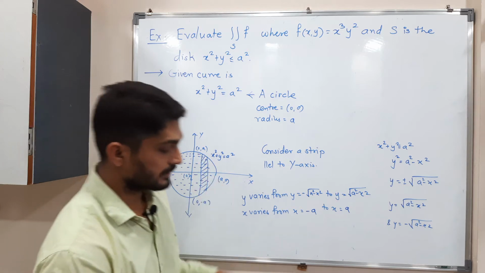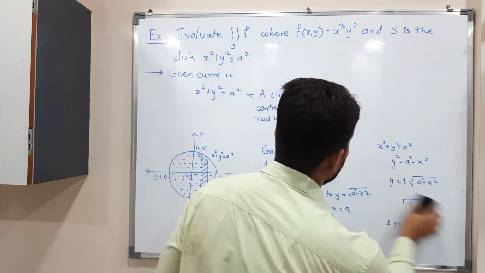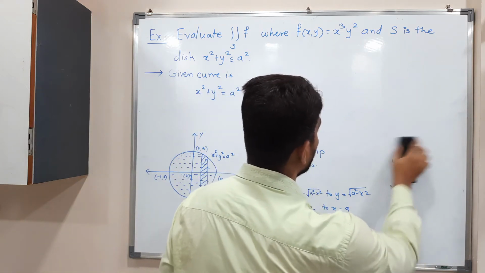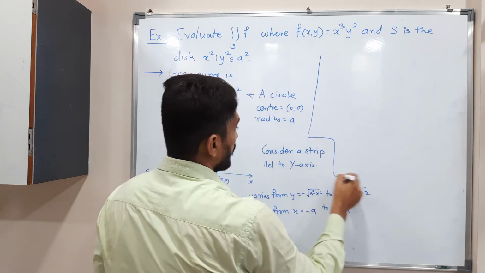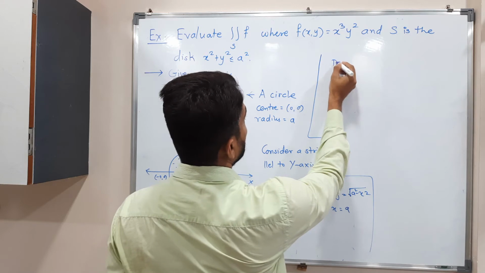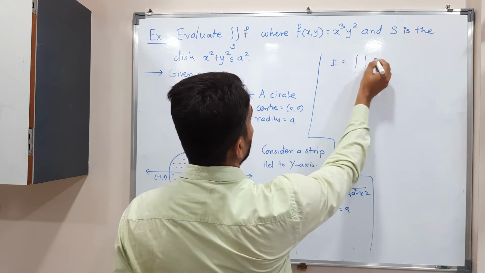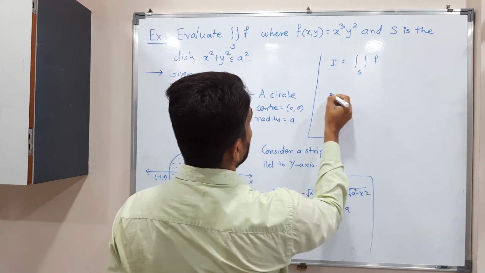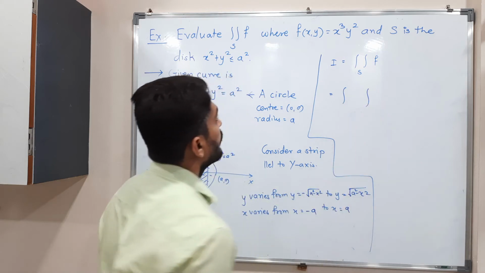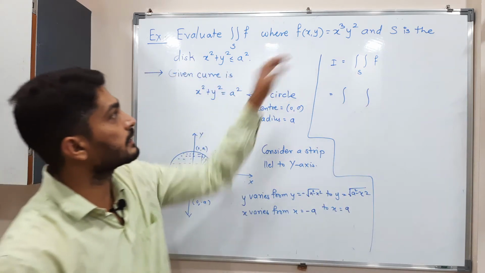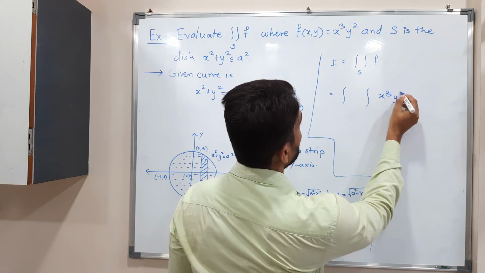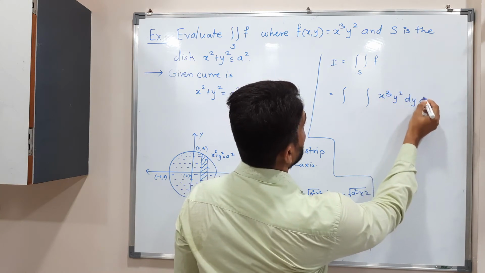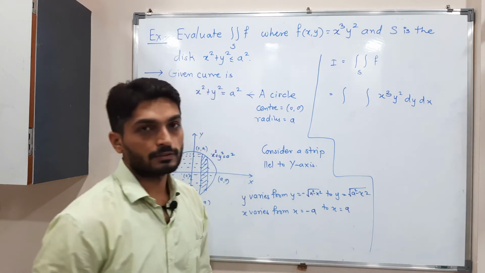Okay, so let us consider the integration. Now we can solve the problem easily. Just a minute, I will remove this part. Okay, so I is equal to the double integration of f over S. What is my f? f is given, x cube y square dy dx, I will consider, since we are integrating y first.